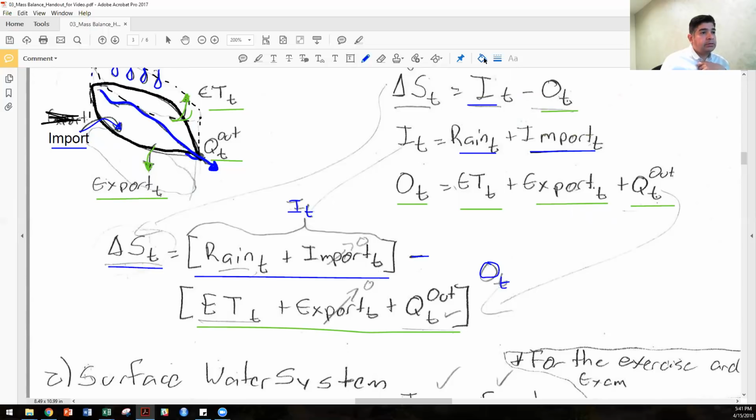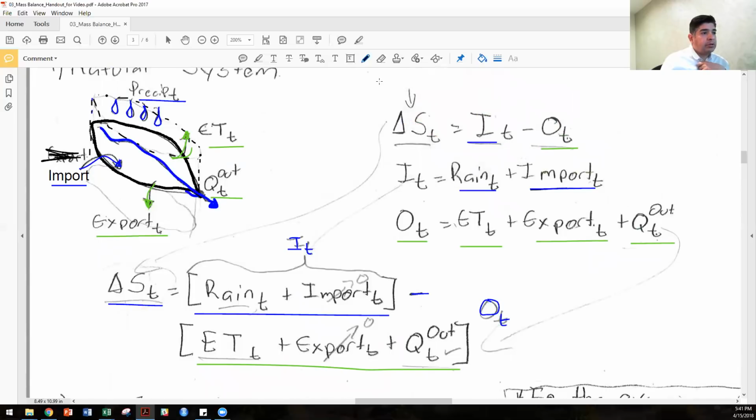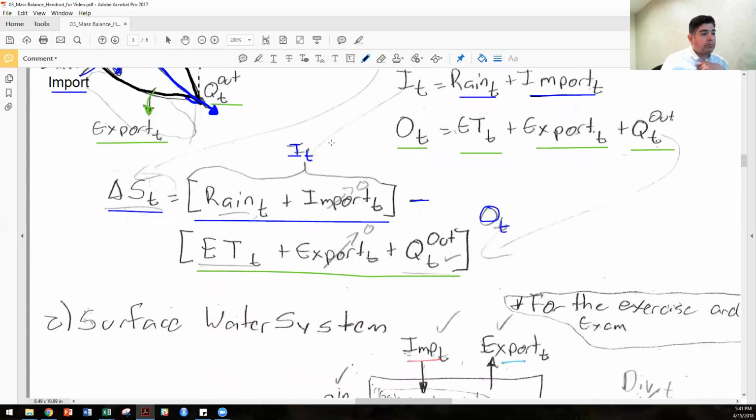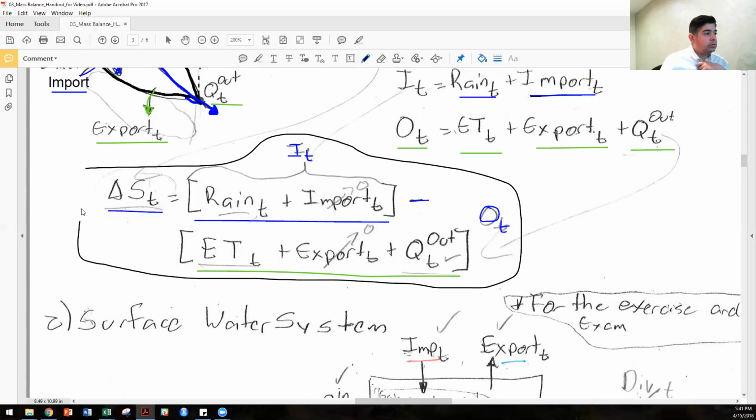And that will be equal to the change of storage. This is actually our mass balance equation that we've been discussing throughout this lecture, okay? That equation is this one here, okay?